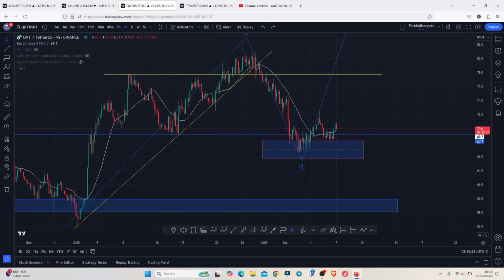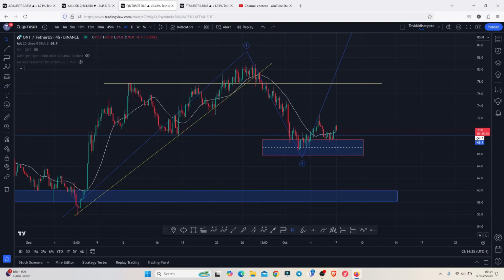So that is all I'm expecting to play out here on the QNT chart for the next coming hours. And let's be patient and see how that plays out, and I will be keeping you up to date.